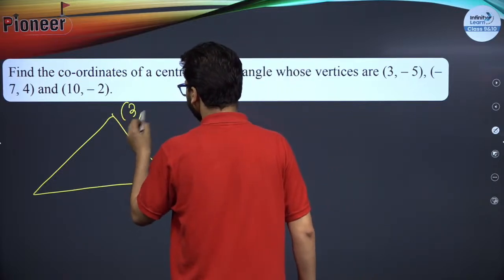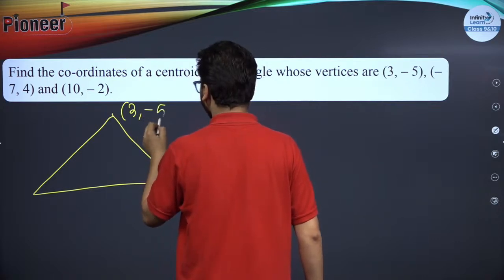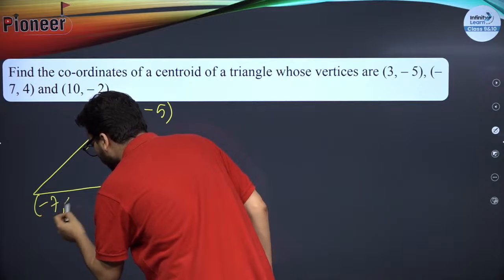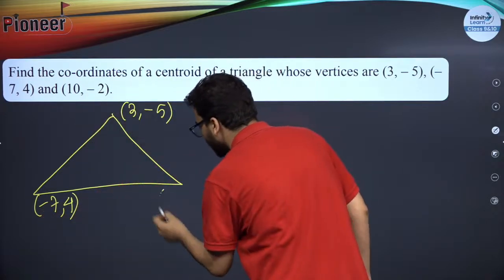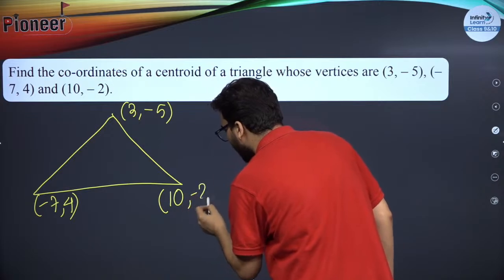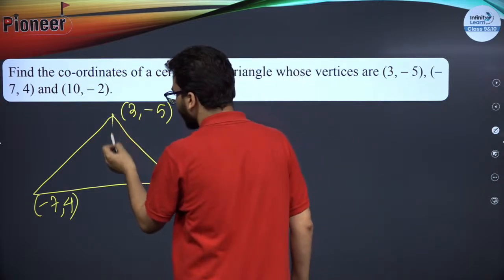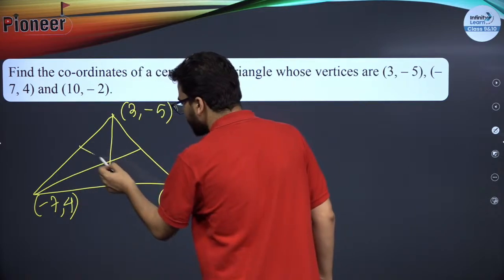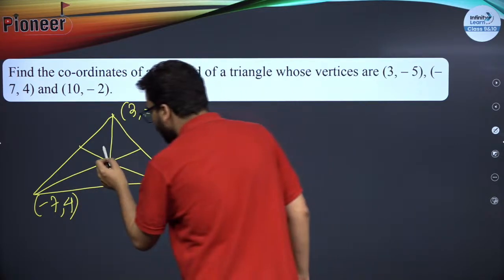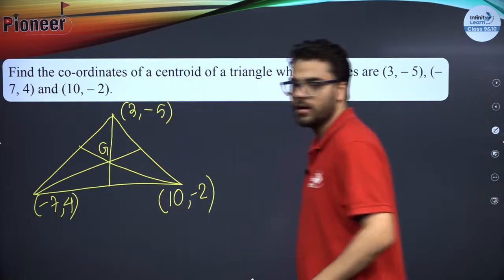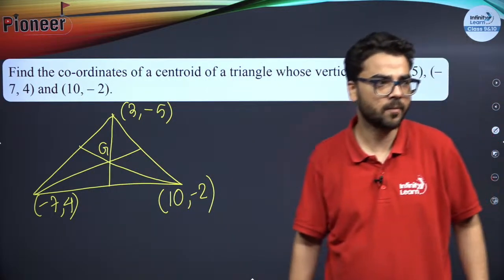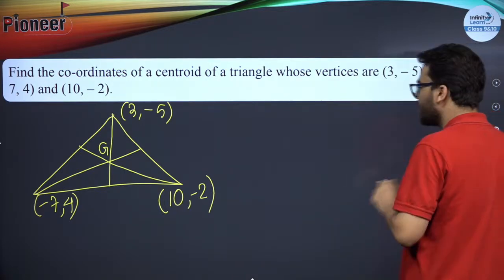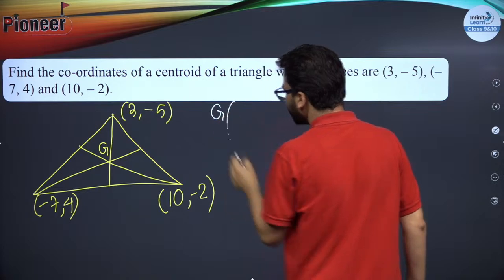So the coordinates of the 3 vertices are 3 comma minus 5, minus 7 comma 4, and then 10 comma minus 2. Can you find the coordinates of the centroid? Centroid is what, guys? It is the point of intersection of the 3 medians of a triangle. Obviously I am not proving that formula over here, I am just taking it as a formula, right? Just have to understand. So the coordinates of the centroid is nothing but the mean of the vertices.